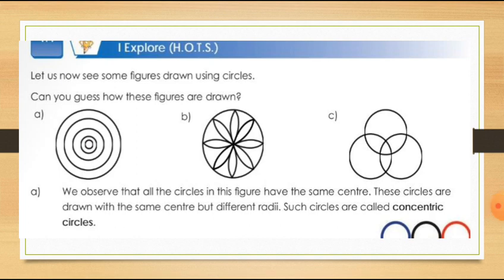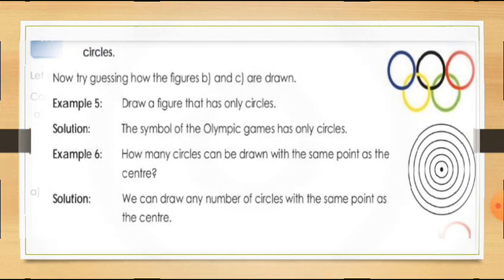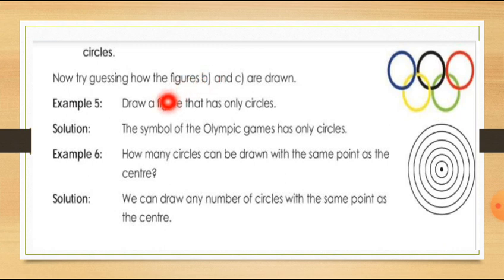Now don't forget to try these also. You check how we can draw these shapes by using the compass. Okay my dears? Now look here. Now try this one. Draw a figure that has only circles. How can we draw it? Anyway, look here. One example is given here. It shows the symbol of the Olympic Games, isn't it? And this symbol has only circles. You can draw this also. This is an example.